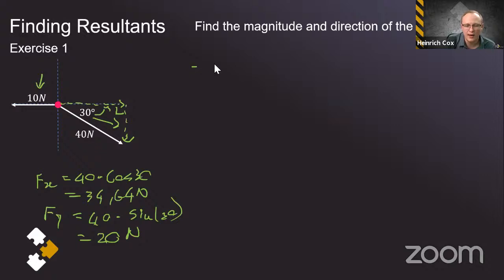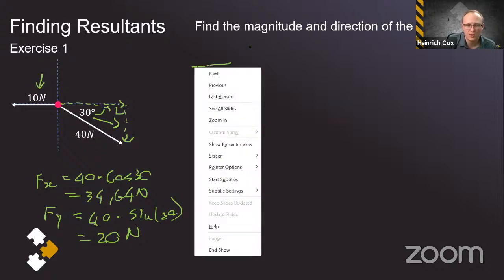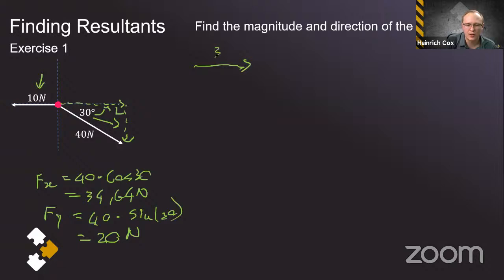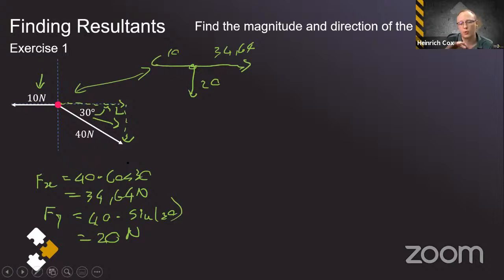So what we now have is actually an X component going this way. That's 34.64, right? We've got the other force still going that way, that's 10 newtons, and then we've got a force going down, that is 20 newtons, right? So these diagrams are pretty much equivalent. Instead of having the 40 Newton force, we've broken up the 40 Newton force into its two components, and now we can add together the X component.